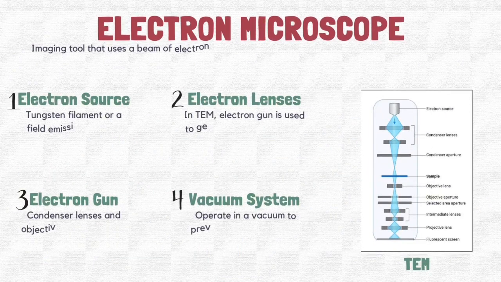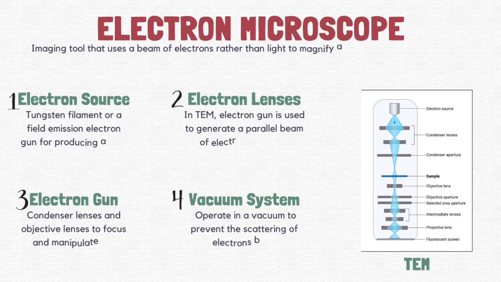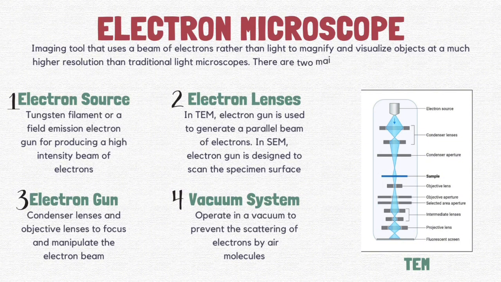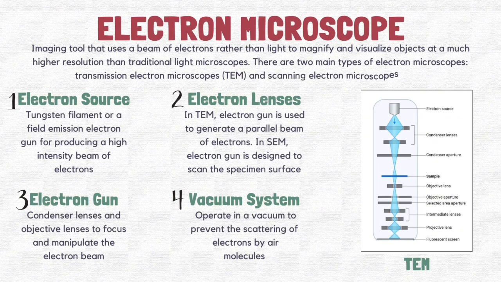So the next element we are going to learn about is the production and application of the electron microscope. An electron microscope is a powerful imaging tool that uses a beam of electrons rather than light to magnify and visualize objects at much higher resolution than traditional light microscopes. There are two main types of electron microscope, which are transmission electron microscope (TEM) and scanning electron microscope (SEM).